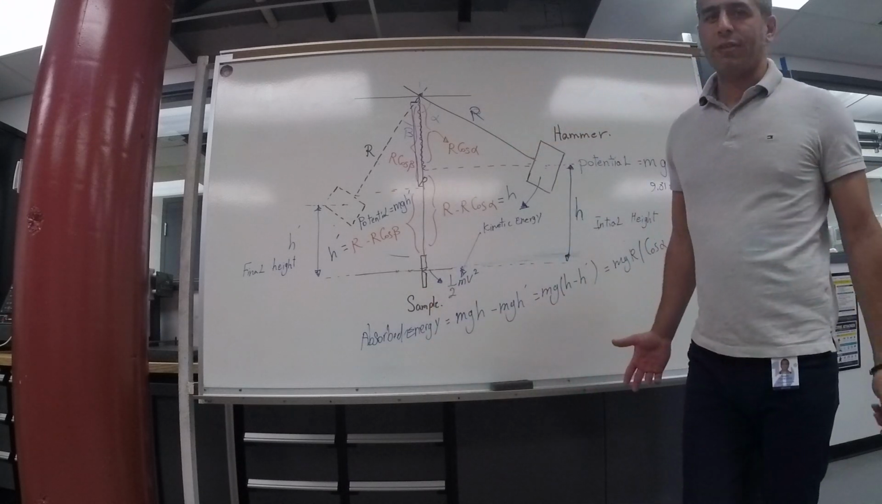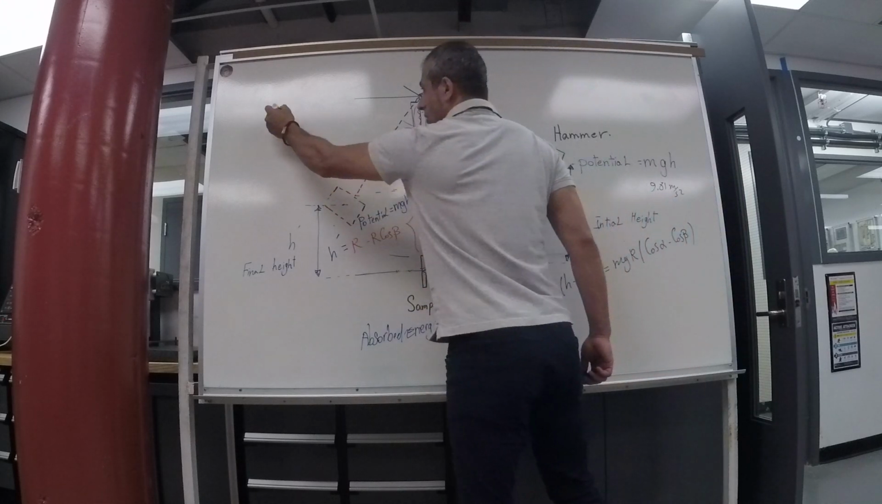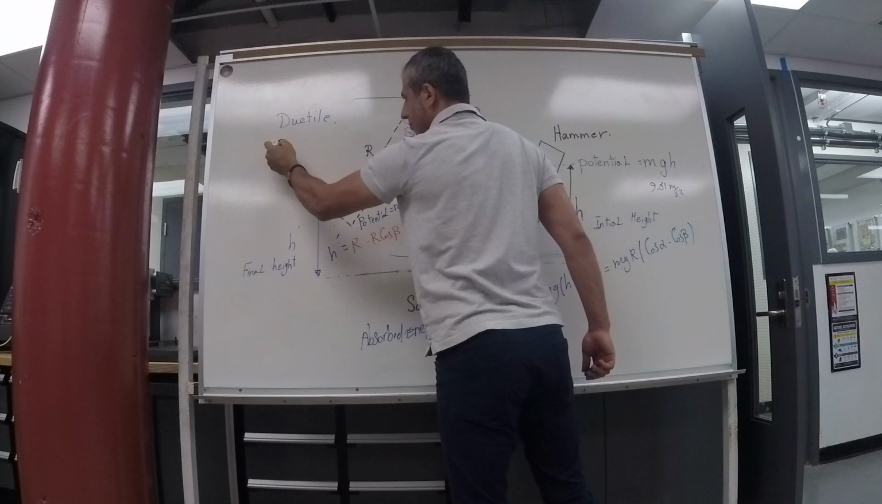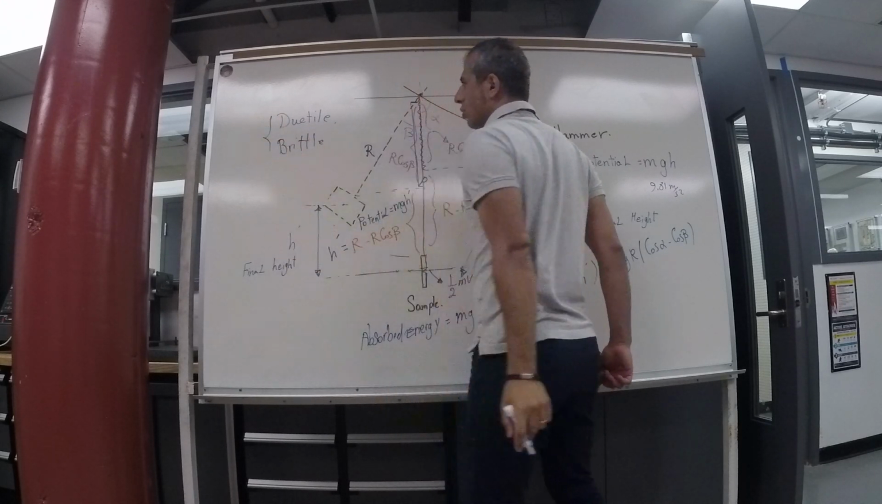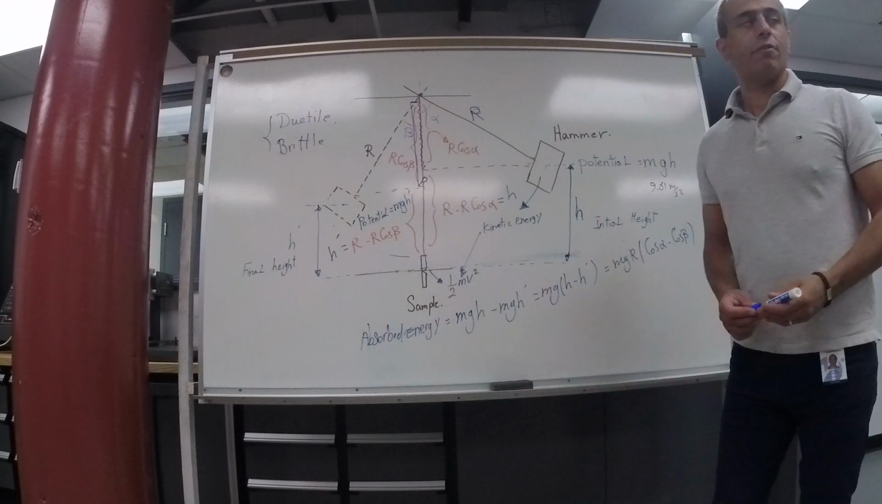Now we have two types of sample. We have a ductile sample, and we have a brittle sample. We want to see which one is going to absorb more energy. Take a guess, and we will see later when we do the test.